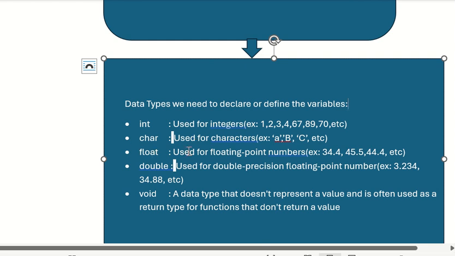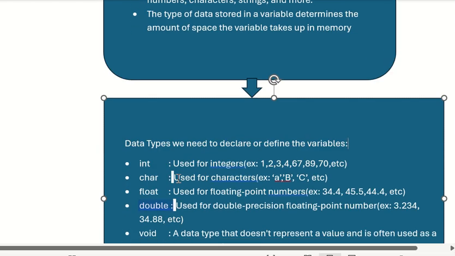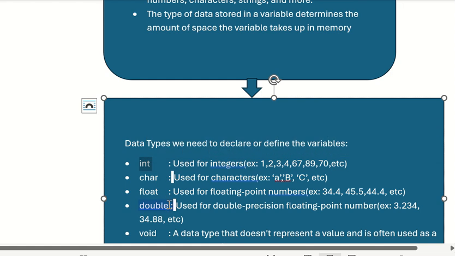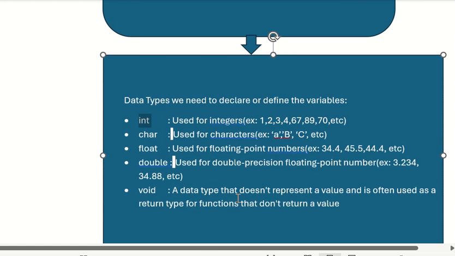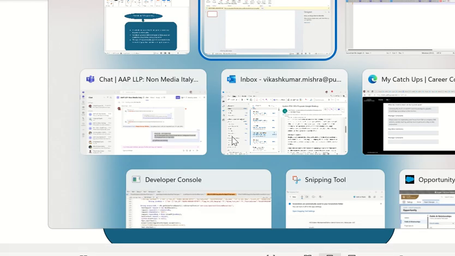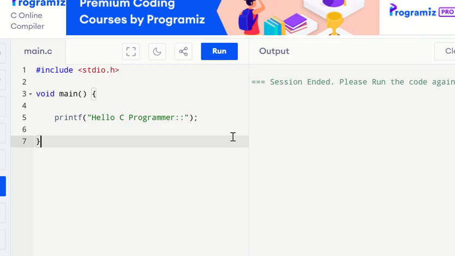So it would be a big topic, but we will discuss data types in a separate video, and how much memory will be allocated, 2 byte, 4 byte, 3 byte, whatever it is. So here a variable is a name assigned to a memory location to store data. So let's go to the example to understand.